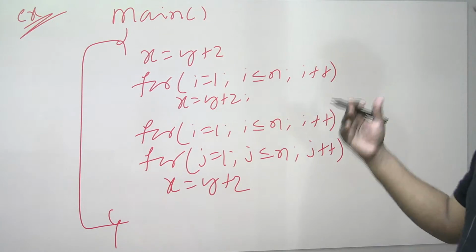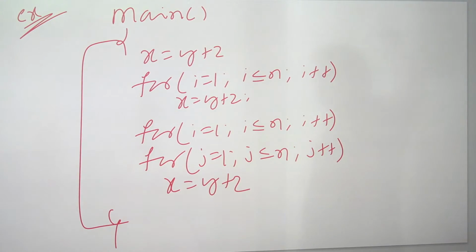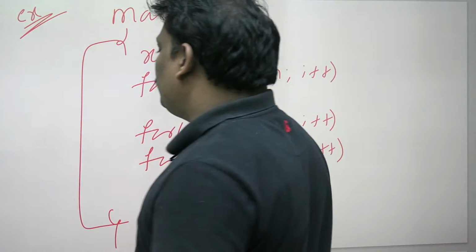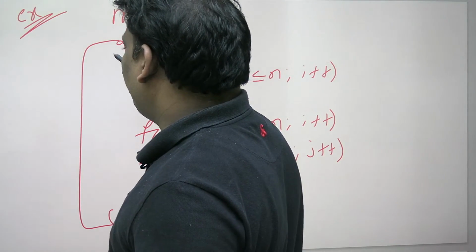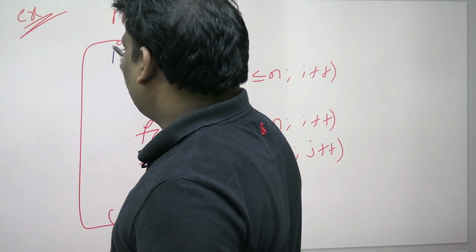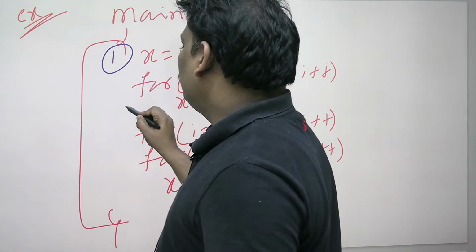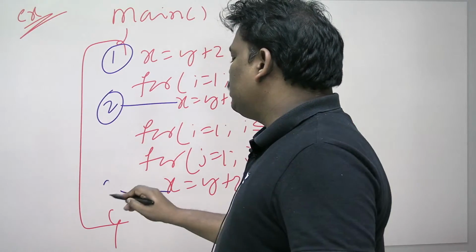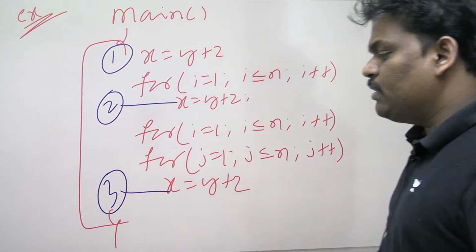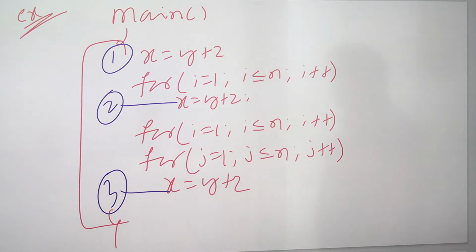Can you see what is the time complexity of this program? Can you help me now? What is the procedure for the time complexity of any program? Everyone listen. Statement number 1, statement number 2, statement number 3. Three statements are there. This program contains 3 statements.